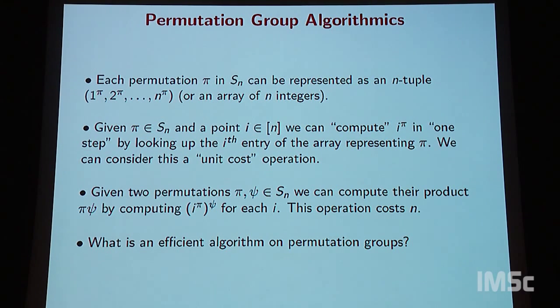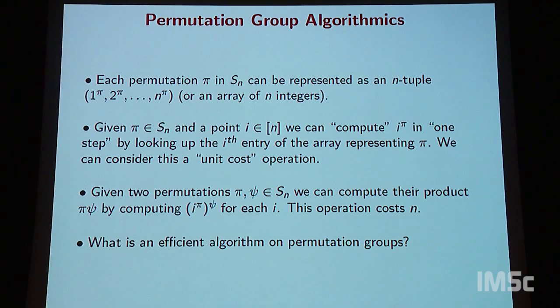So these are the basic operations, and everything that I'm going to count is in terms of these operations. How much time does it take? I know roughly it takes n unit cost operations to multiply two permutations. That's all I need to know. Rest of it is simple calculations.